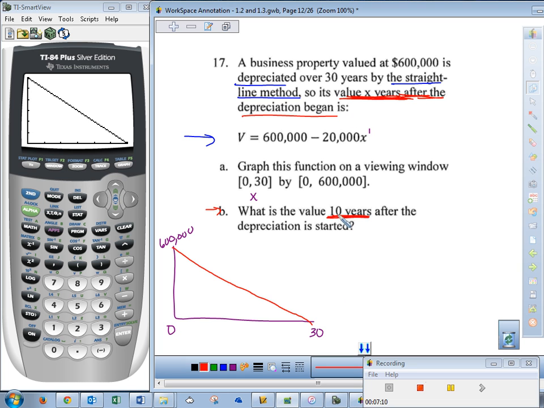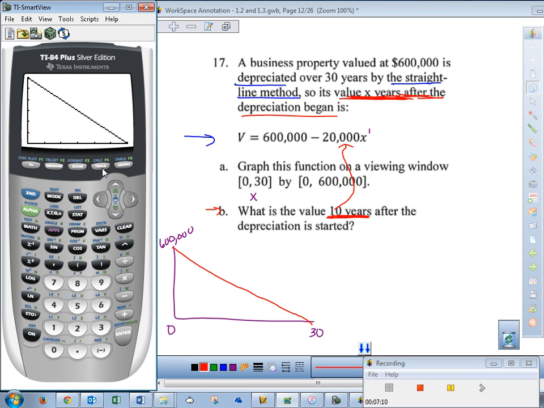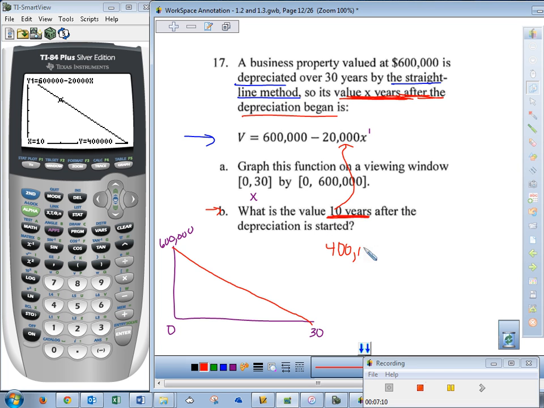So you could do many things to figure that out. You could substitute 10 into this equation and just do the algebra. You could use your graphing calculator, being how we have it open right now, and you want to know when x equals 10, correct? So if you hit trace, and then it will ask you for an x value, trace 10, and hit equals. It just calculates what the value is when x was 10. So what is the value 10 years after the depreciation has started? $400,000.